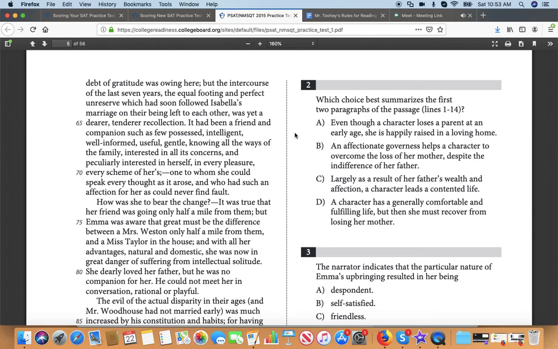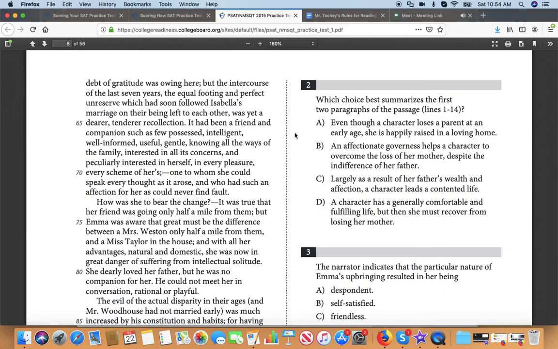An affectionate governess helps a character to overcome the loss of her mother despite the indifference of her father. Does that summarize the first 2 paragraphs of the passage? I wouldn't. Now I'm second guessing myself on everything. Well, focus on the evidence. Your opinion doesn't really need to get into this at all. Do you know what indifference means? Yeah, it would mean he's really not caring. Not caring, yeah. Disinterested, uncaring.